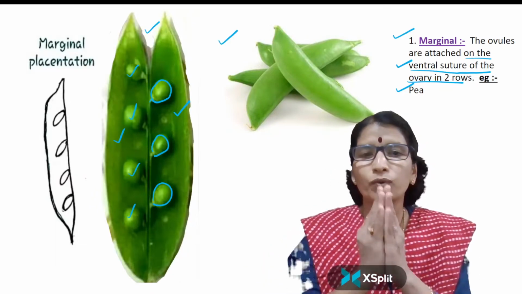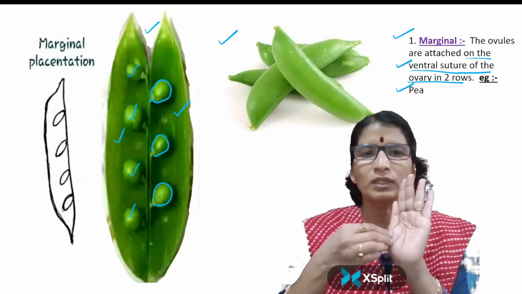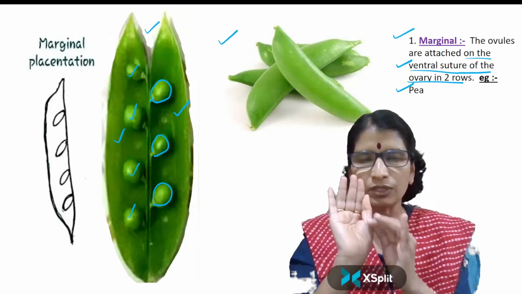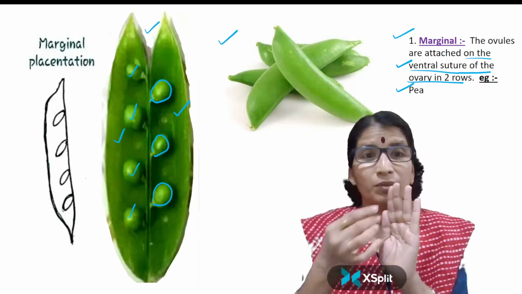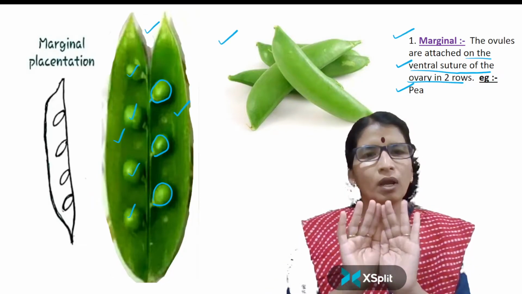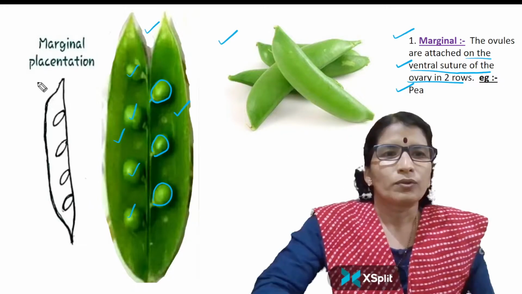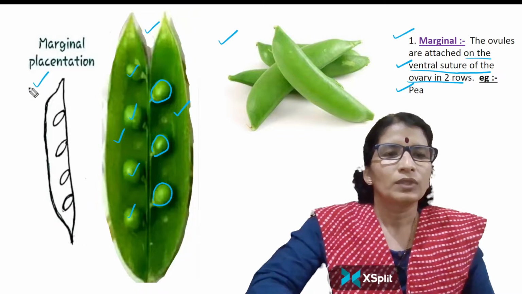So the pea fruit opened, you can see 2 rows of arrangement. Seeds are arranged on this row and some seeds are arranged on this row. So the seeds are arranged on ventral side, at the same time on ventral margin. You can write in both ways, ventral suture or ventral margins in 2 rows. So this is the simple diagrammatic representation. You have to draw this diagram only in the examination.